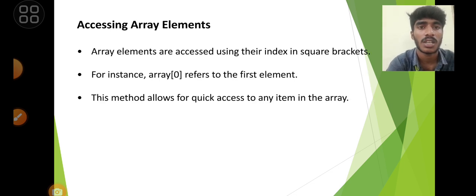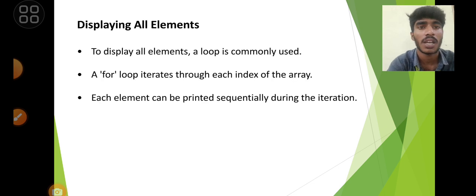Accessing array elements. Array elements are accessed using their index in square brackets. For instance, array[0] refers to the first element. This method allows for accurate access to any item in the array.